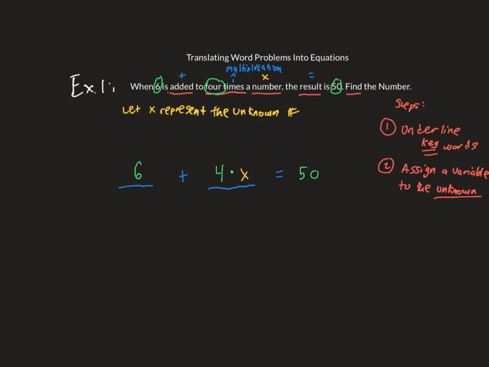So what do we have? Well, essentially we have this equation. 6 plus 4x is equal to 50. And now it's just a linear equation that we can solve by isolating the x. Okay, so let's fill out these steps here as well. So make the equation. And then isolate for our variable.